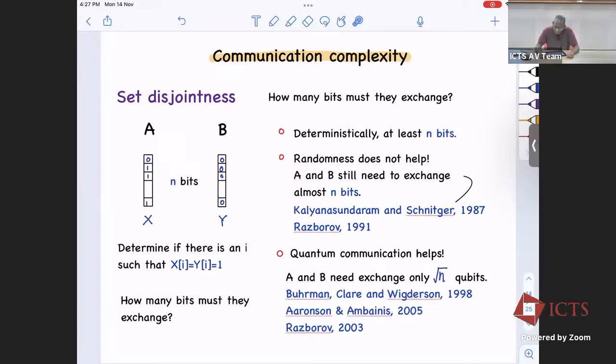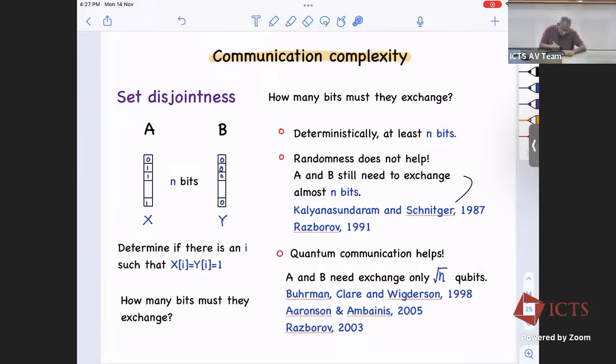I'm sorry, everybody is probably tired, but I really want to tell you this. Okay, so here's a question. Alice and Bob have n bit strings, and they want to find out if there is a position where they both have ones. The earlier question was, is there a position where we differ? Now they're not interested in whether they differ. Is there a position where we both have ones?